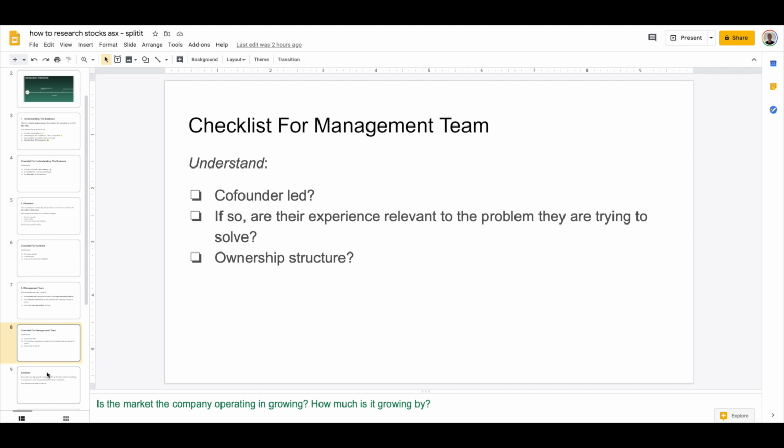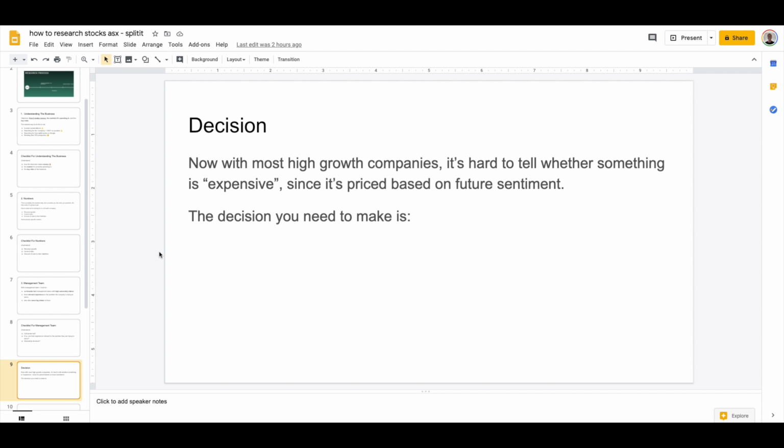Here are my observations, okay? Now, the thing is, if you're going to decide whether you want to invest in them, earlier in the video, I mentioned that this is a process I use to decide whether I want to commit more time to research a company and then ultimately decide to invest in them. But the thing to remember here is that with most growth companies, it's very hard to tell whether it's expensive or not, because everything is priced on future sentiment.